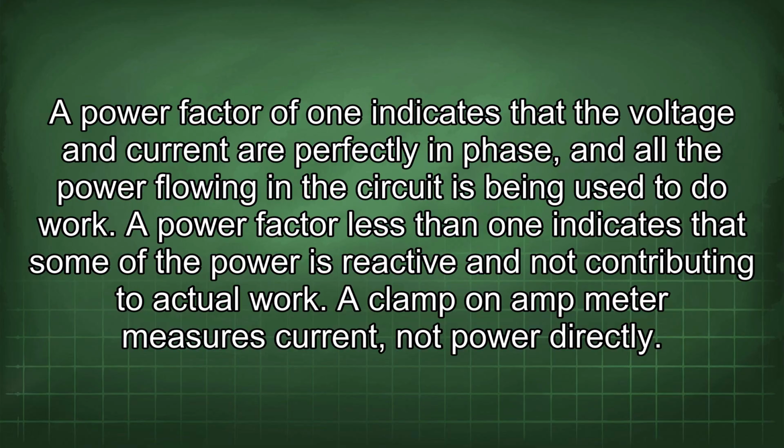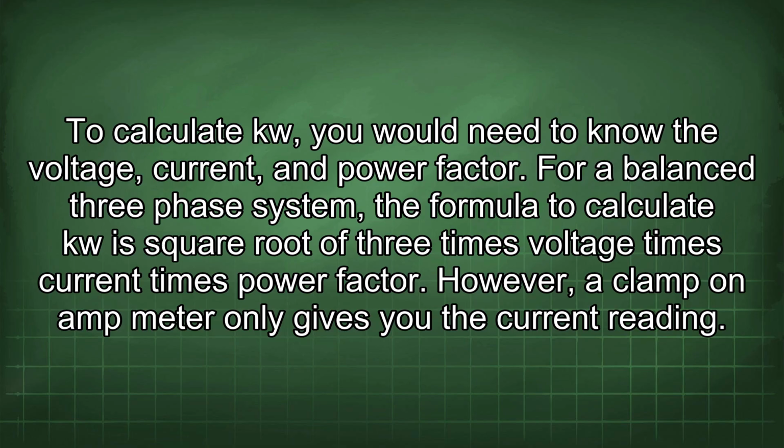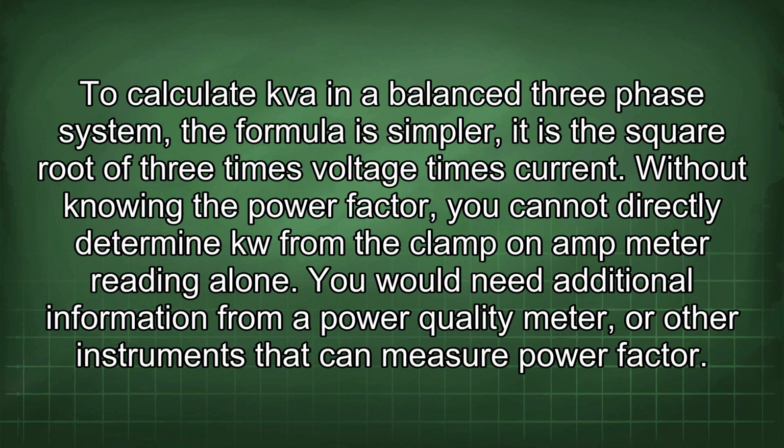A clamp-on ammeter measures current, not power directly. To calculate kW, you would need to know the voltage, current, and power factor. For a balanced three-phase system, the formula to calculate kW is square root of 3 times voltage times current times power factor. However, a clamp-on ammeter only gives you the current reading. To calculate kVA in a balanced three-phase system, the formula is simpler. It is the square root of 3 times voltage times current.